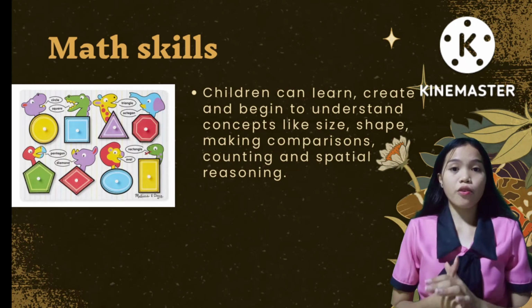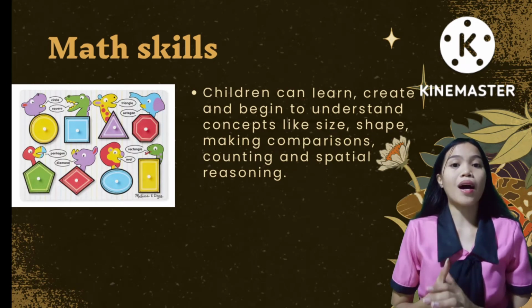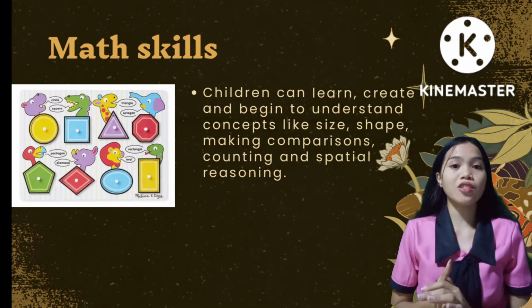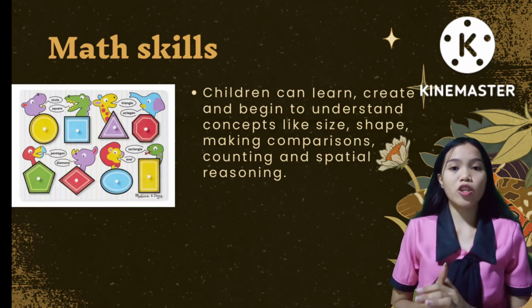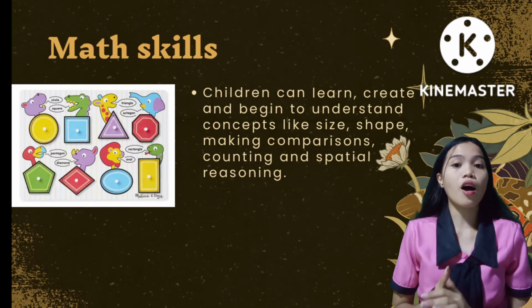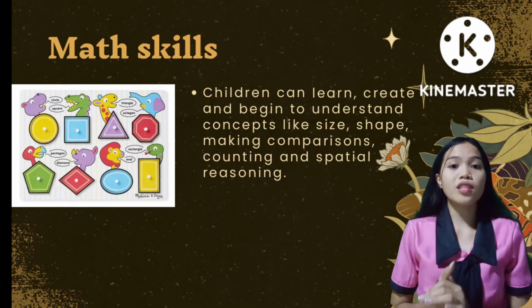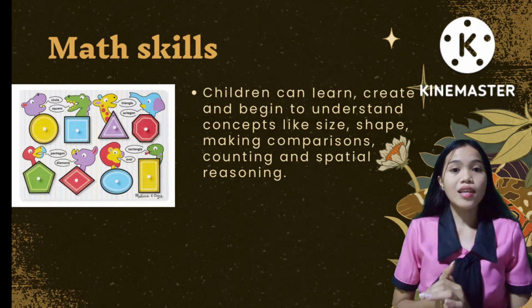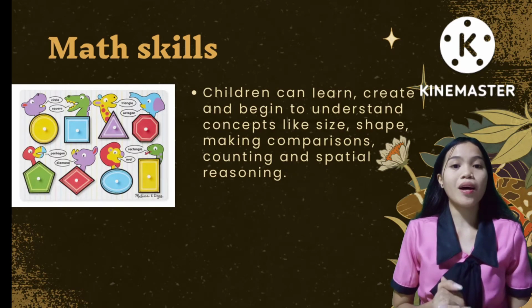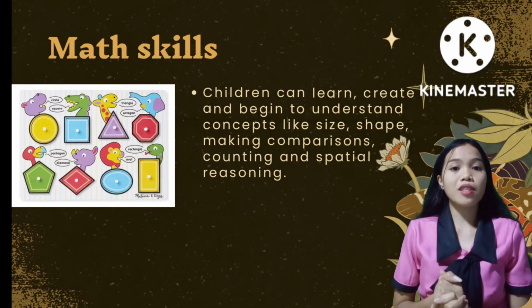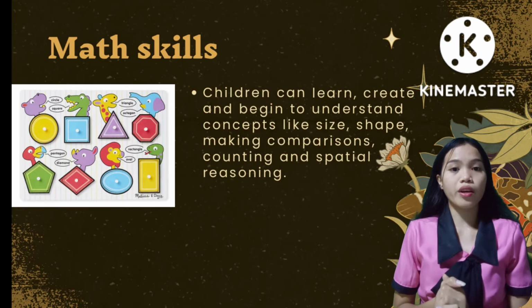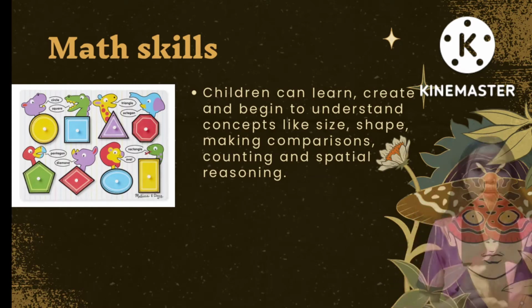The next skills used in participating in art activities is math skills. Children can learn, create, and begin to understand concepts like size, shape, making comparison, counting, and spatial reasoning. In fact, many of the core skills in art and math are closely related. Both disciplines require spatial reasoning skills and the ability to recognize patterns. Artists and mathematicians use geometry in their work, including shapes, symmetry, proportion, and measurement.